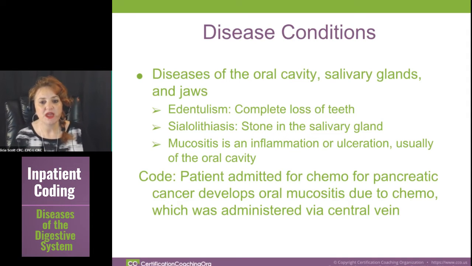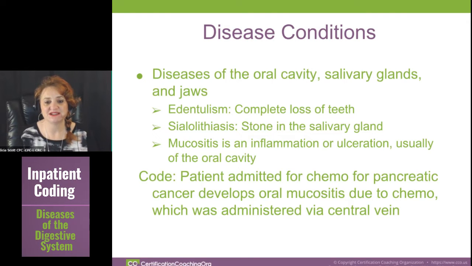What happens when you have a patient that is admitted for chemo for pancreatic cancer, and then they develop oral mucositis due to the chemo, which was administered via a central vein? Hmm. What are we going to code for? So the mucositis is a complication, a direct result of the chemo, right? So it's a complication of the chemo. And then we have to code that the patient has pancreatic cancer.